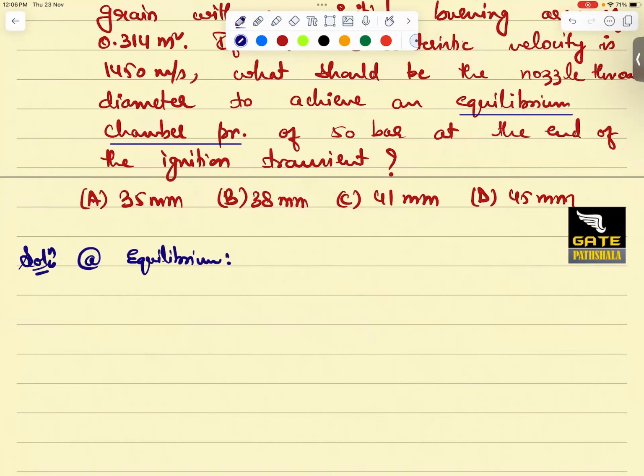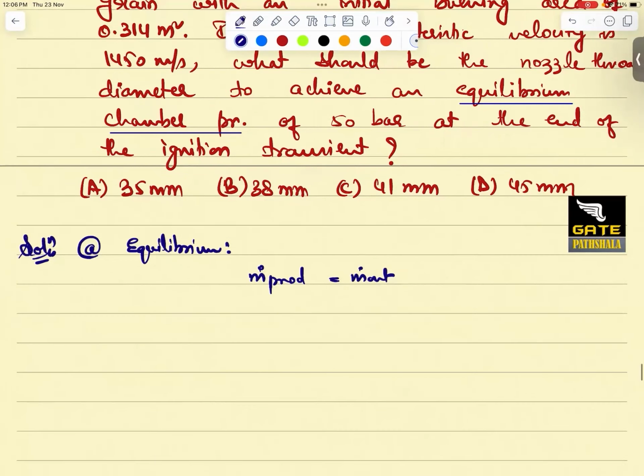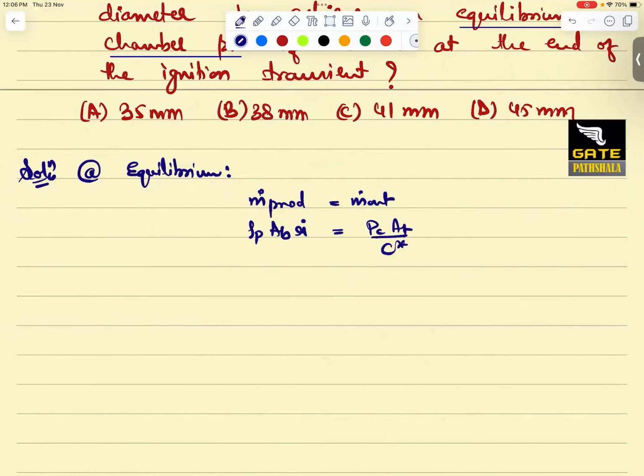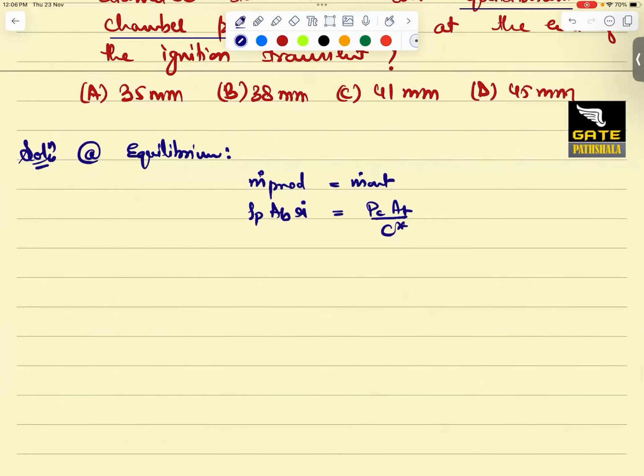At equilibrium, m dot produced is equal to m dot out, that is from the nozzle. M dot produced is rho P AB into R dot, and m dot out is PC AT upon C star. He is asking you what is the throat diameter. Everything else has been given to you.